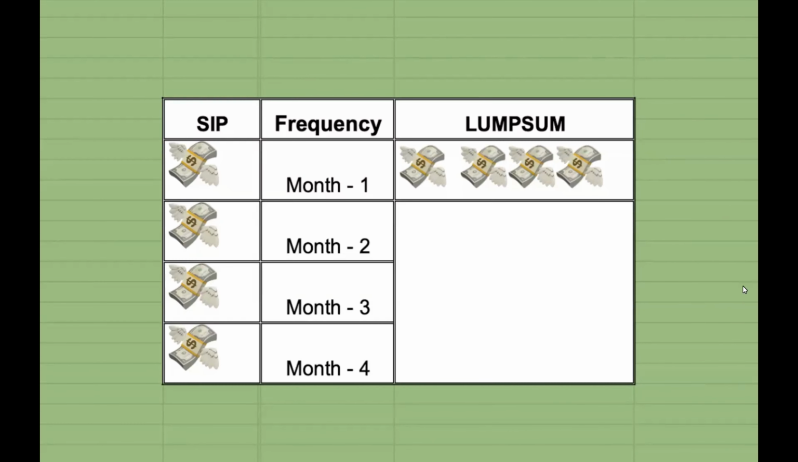First things first, what exactly is an SIP? Systematic investment plan. Just as its name suggests, it's a way of investing a fixed amount of money at regular intervals. Think of it as a way of building wealth slowly and steadily without worrying about market ups and downs. You will be able to clearly understand this statement when we get into the benefits section of this video.